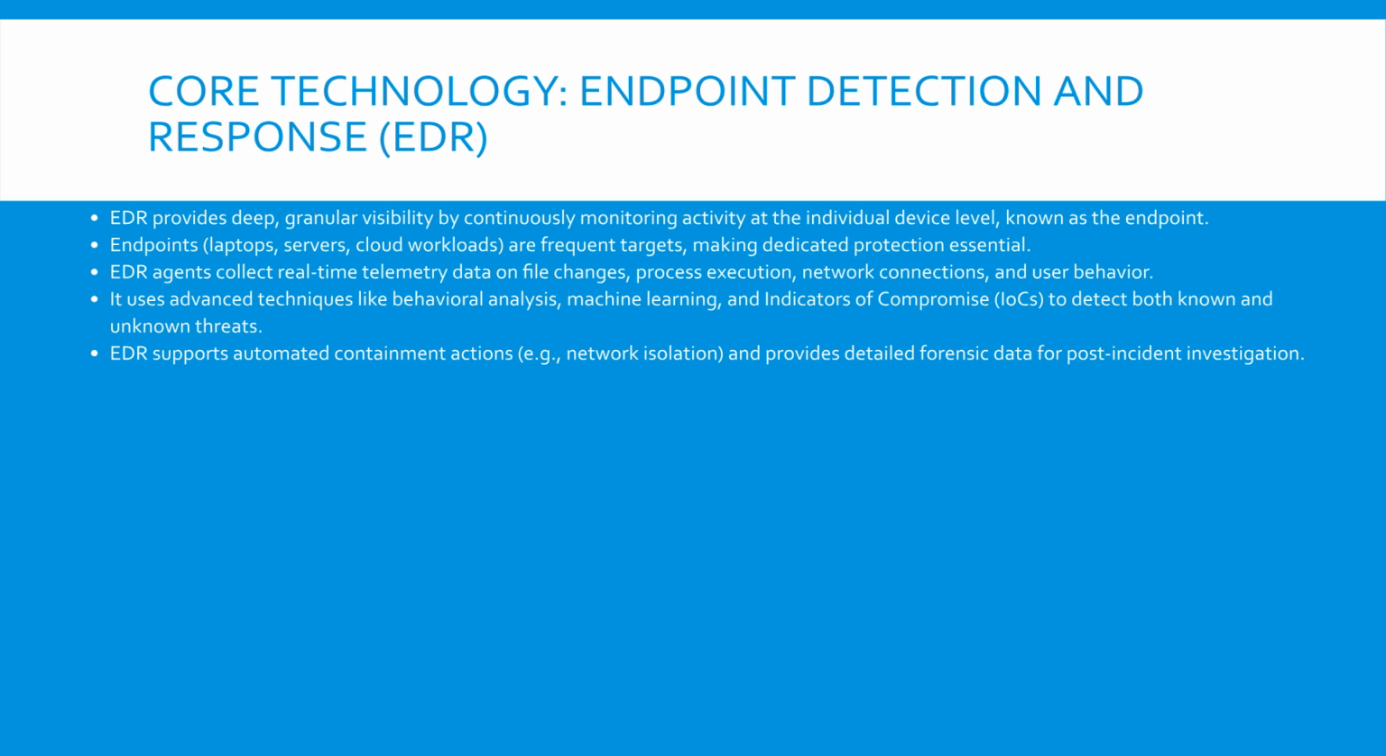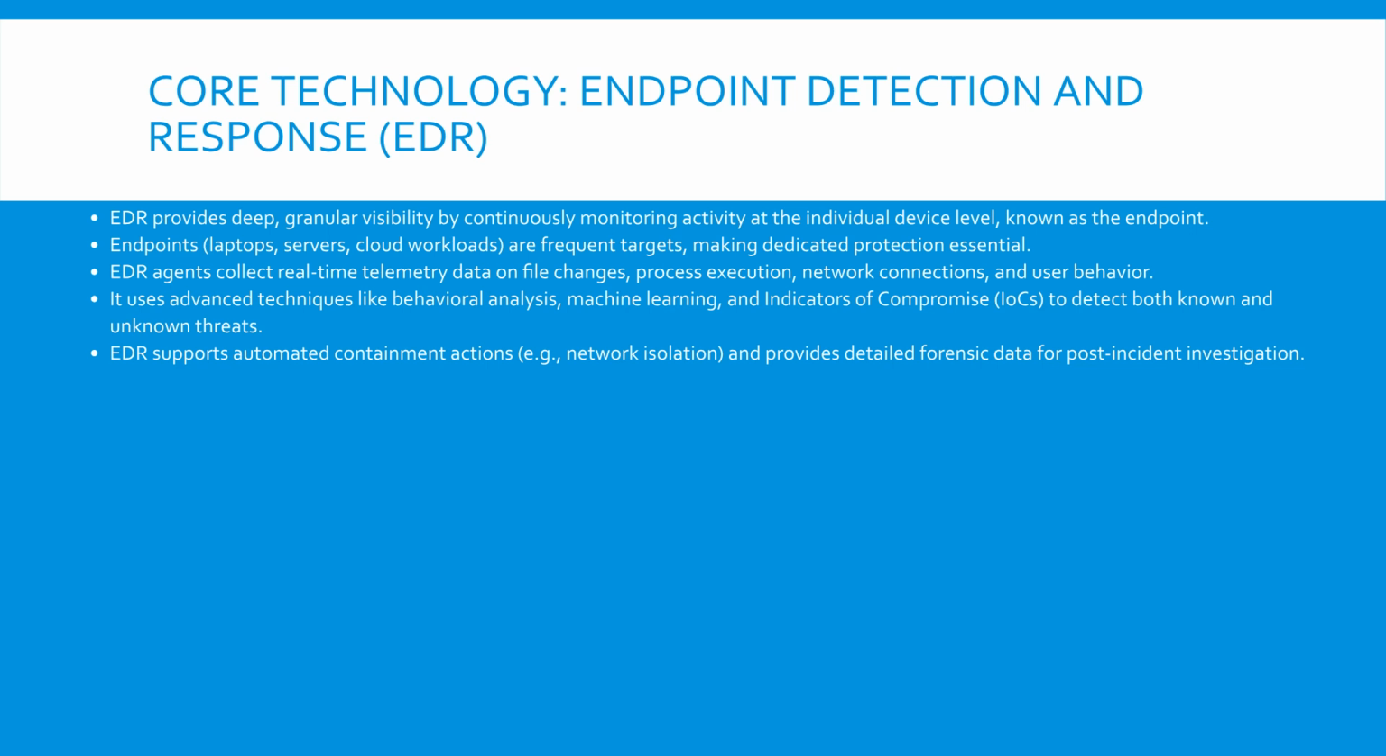EDR uses behavioral analysis and machine learning to establish what is normal for a device. Any deviation, such as a process running from an unusual location, triggers an alert. EDR also scans for known attack footprints, called indicators of compromise, or IOCs.